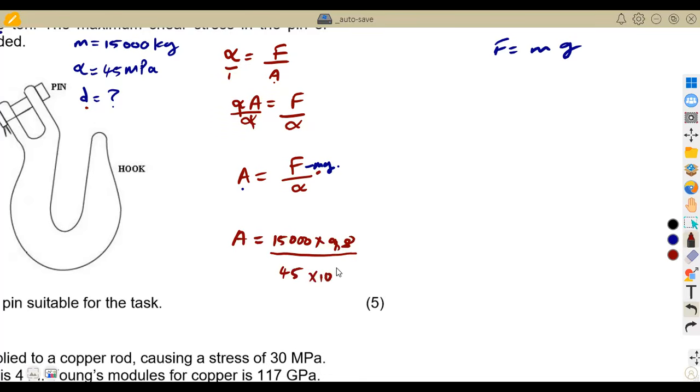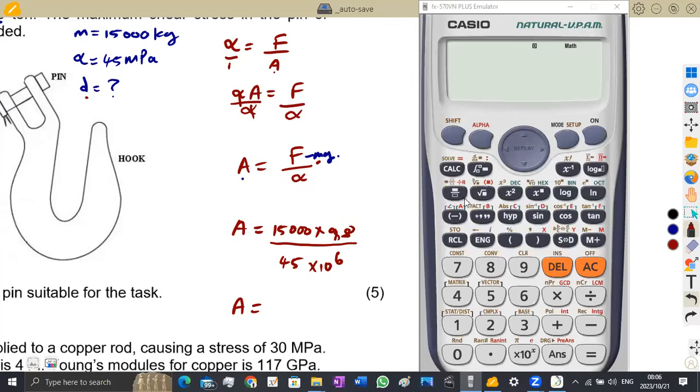So that's 45 times 10 to the exponent of 6. We are going to obtain an area from there. So that was going to be 0, something like that. Let me write it here so that we can properly see the answer. From our calculator, we have 15,000 multiplied by 9.8, over 45 times 10 to the exponent of 6. So this is what we're going to have: 0.3, something like that, 0.3266, something like that.